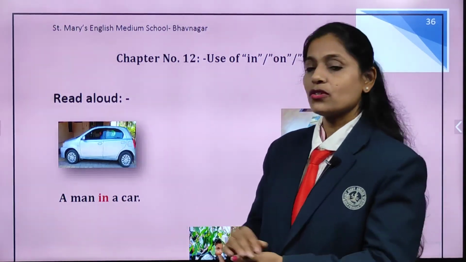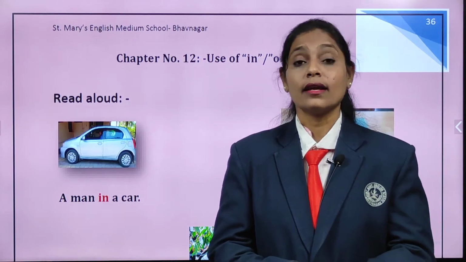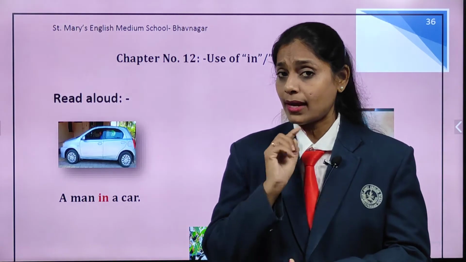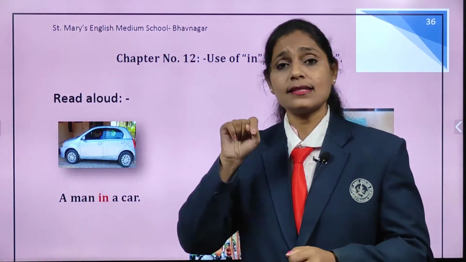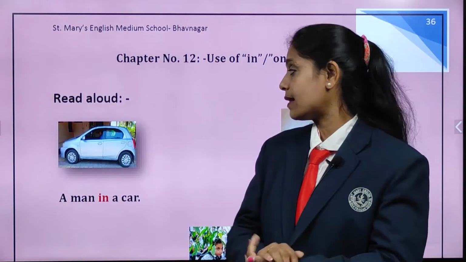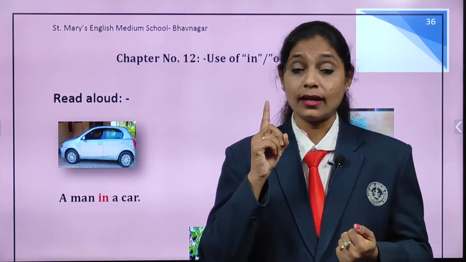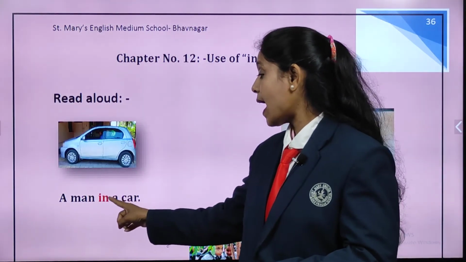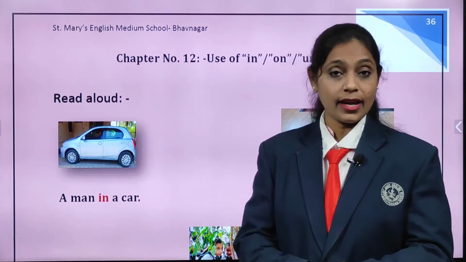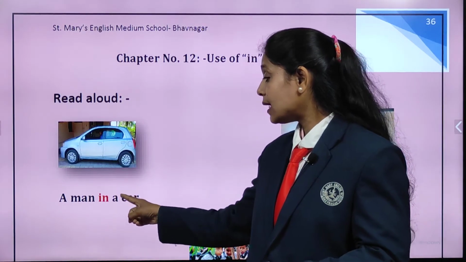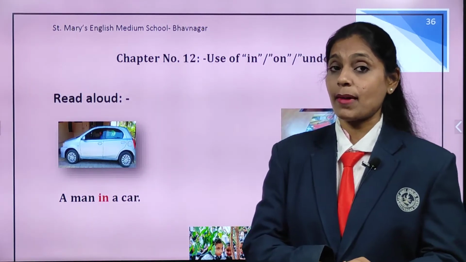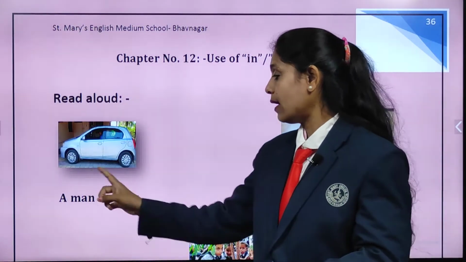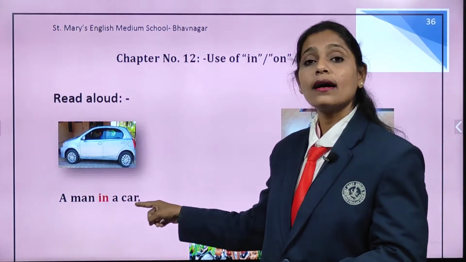Now look at the first picture. Okay, what can you see there? Yes, there is a car and somebody is there. Who is there? One man is there, but that man is inside the car. He is not outside, he is inside the car. So what we have to use here? Yes, we are going to use in. So what we will say? A man in a car. Why are we saying man in a car? Because that man is inside the car.